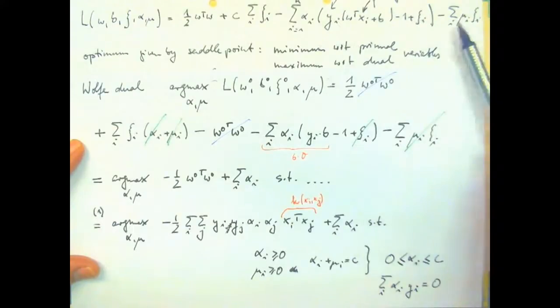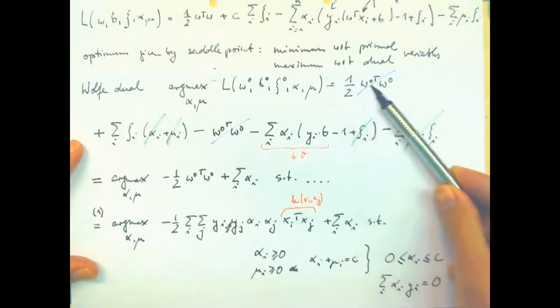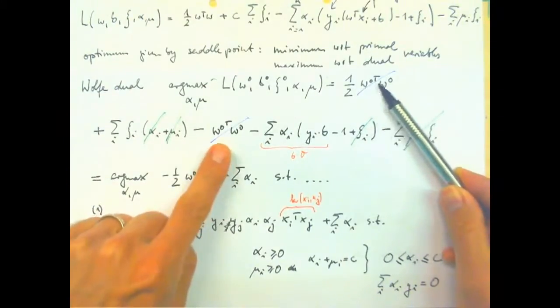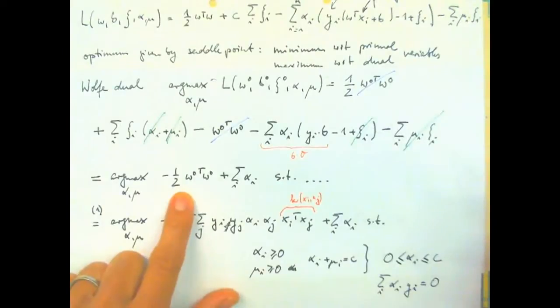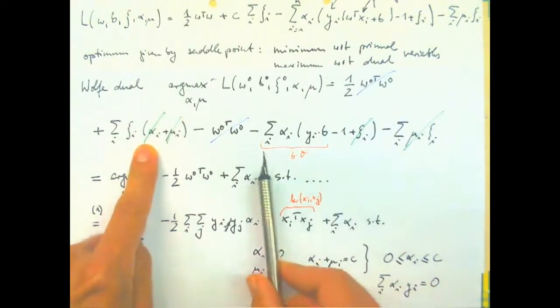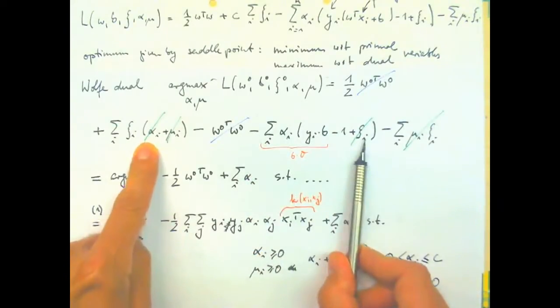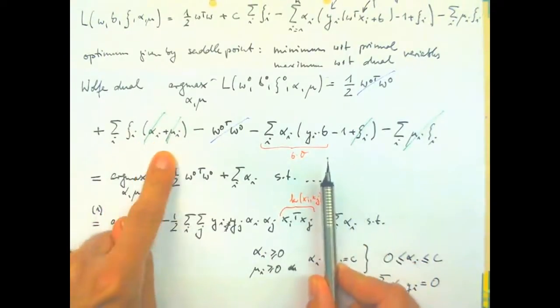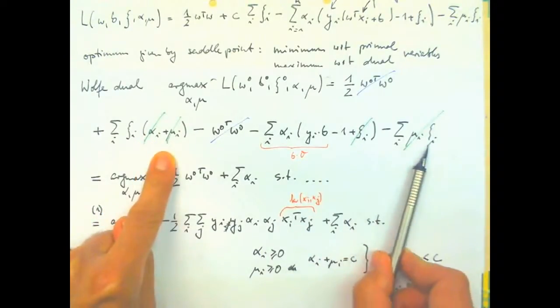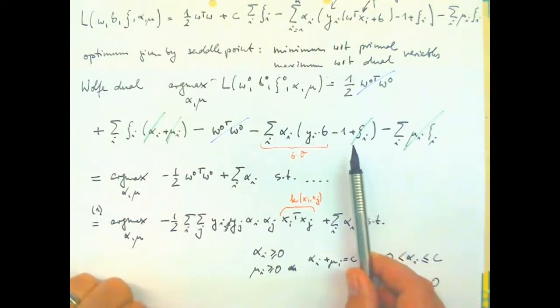And we can now start and simplify a little. So we have W transpose W in these two places, which gives me that. And secondly, the psi I alpha I also appears here with a negative sign, minus sum over alpha I psi I. So this one goes away. And then we have psi I mu I and minus psi I mu I here, which also cancels, leaving us with this expression here.